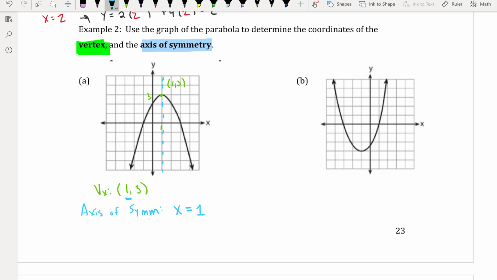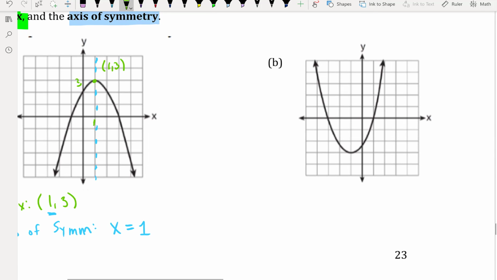All right, so let's go ahead and do this for part B. Looking at this, it looks like I have my minimum point. So let's see what that value is. This looks like it's -1, 1, 2, 3, and -3. So it's -1, -3. So my vertex here is -1, -3.